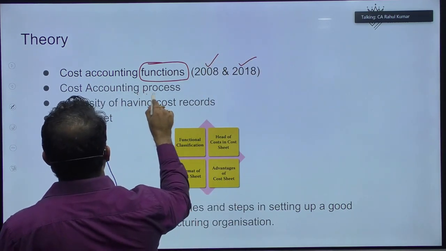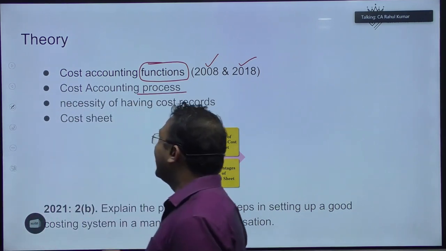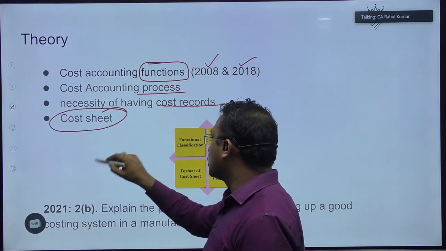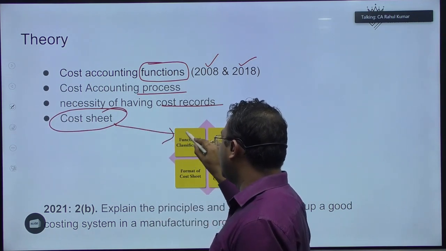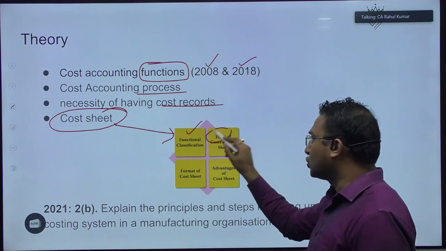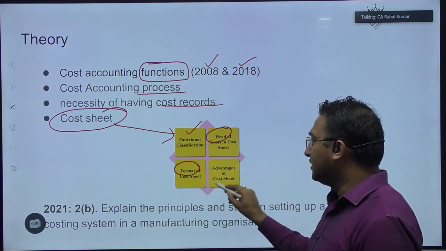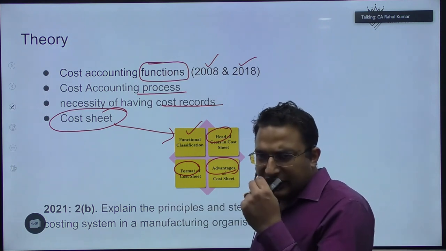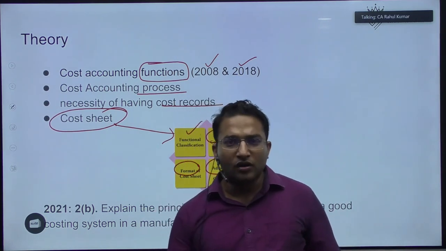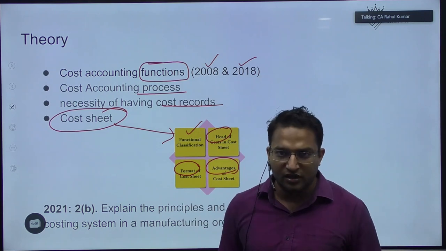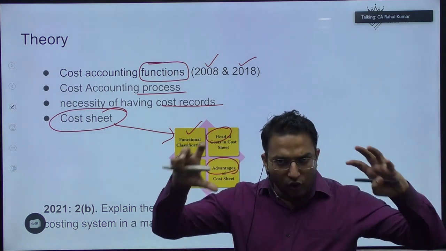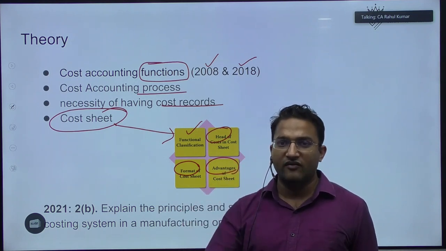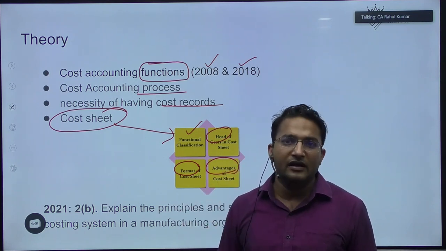Then they can also ask about the cost accounting process, the necessity of having cost records, or the cost sheet. In the cost sheet, you should know the functional classification of cost, heads of cost in the cost sheet, the format of the cost sheet, and the advantages of the cost sheet, right? So these are some areas. I'm not covering the whole micro list of topics here. I am just giving you broad areas which are repeated, which you must never ignore, because these questions they will repeat anyhow, right?